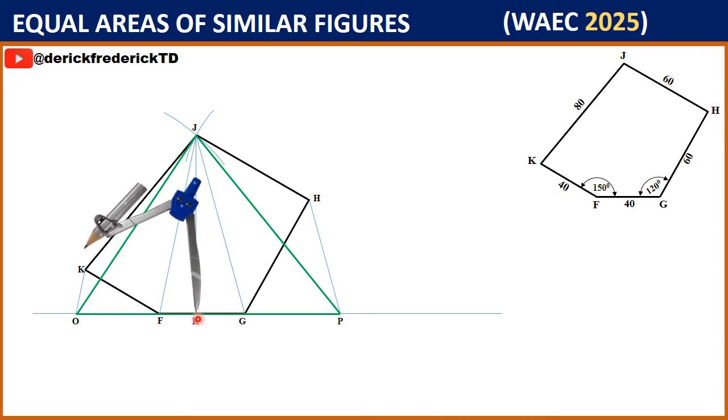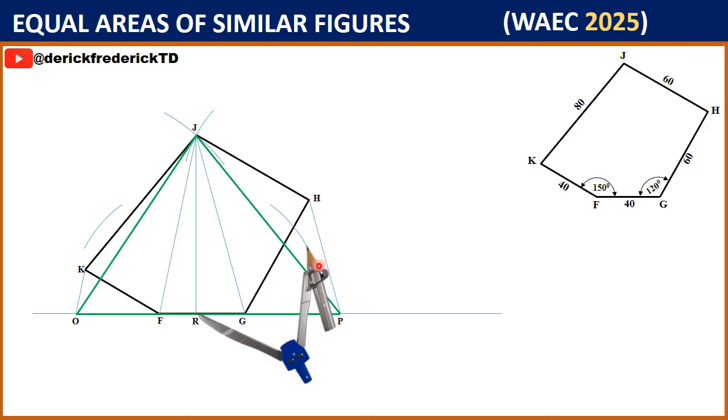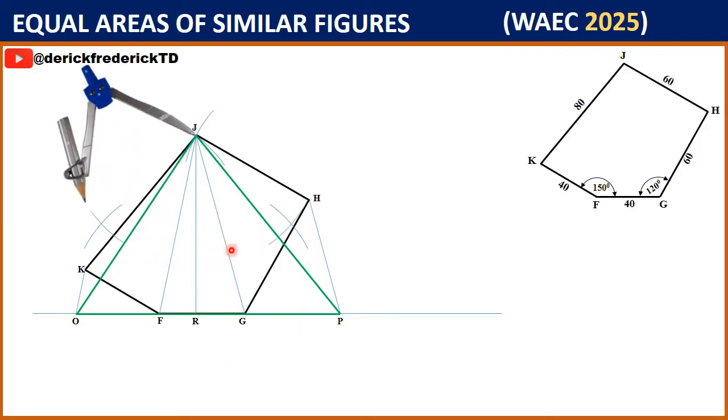Just needle at this point, stretch more than half of the line, draw an arc on the left side and the right side with this same radius, needle at J, cut this arc and cut the arc. Then draw the perpendicular bisector thin line in this form. The next thing we're going to do is draw a 90-degree angle here, because we've already gotten the length of the rectangle we are converting to, but we now want to get the breadth. So construct a 90-degree angle at this point O.